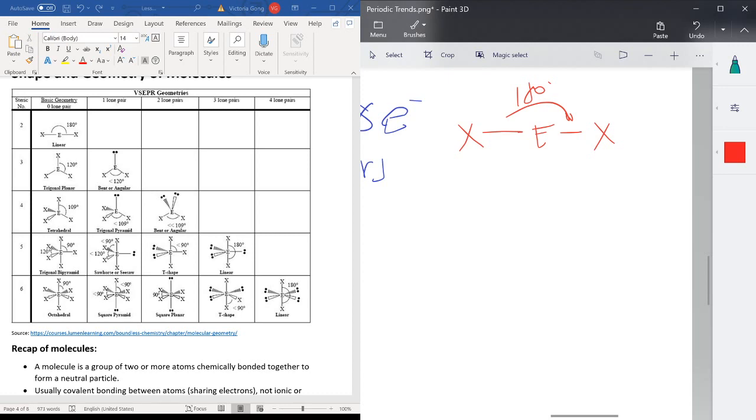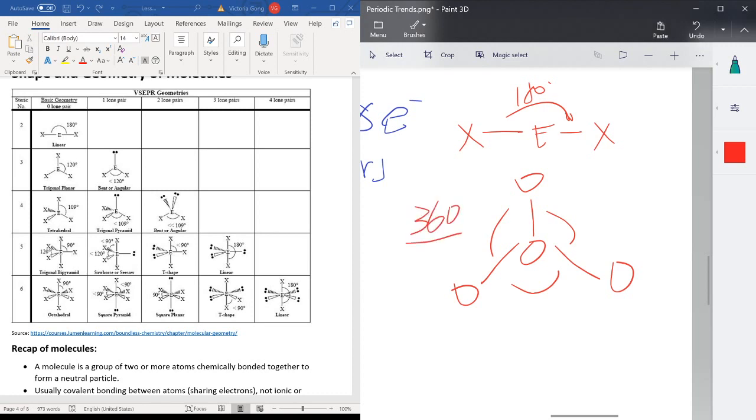But what about three things? I'm just going to draw circles. This is difficult. Okay, three things. If you think about it as flat on a circle, if you divide 360 degrees in a circle by 3, you get 120 degrees.